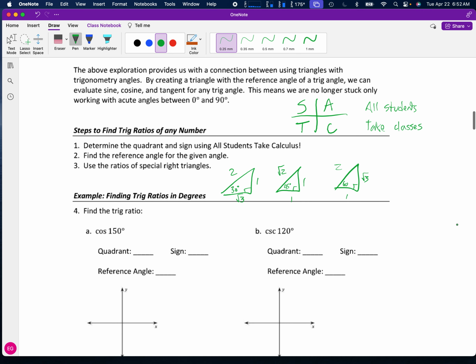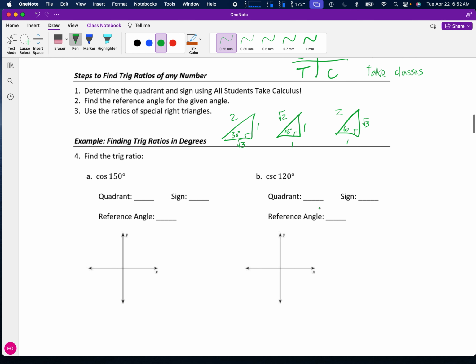Following these three steps, we're going to figure out what quadrant our angle is in, and then we're going to determine whether it's positive or negative by using all students take calculus or all students take classes. We're going to figure out what the reference angle is for the angle that we have. Remember, reference angle is the shortest distance to the x-axis. And then we're going to use our SOHCAHTOA or our x, y definitions to figure out what the actual value is, basically.